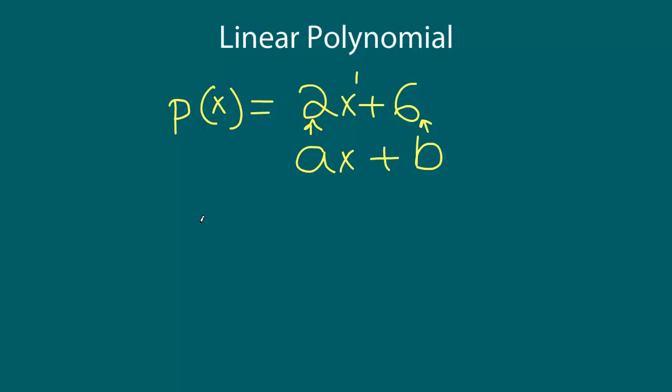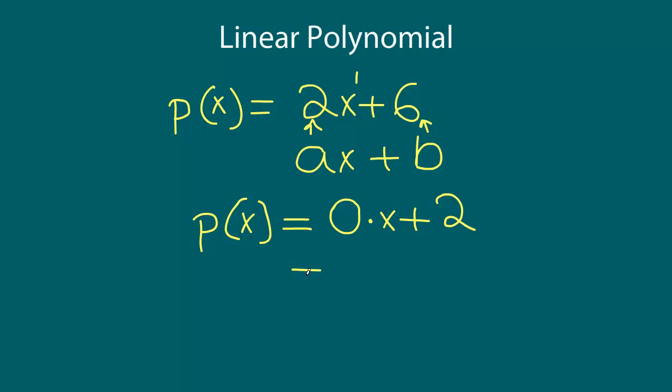So can we have something like, for example, p(x) with the a coefficient of x being 0, and then b can be any other number? We actually cannot have that. Why? Because if we multiply 0 with x, this term will go away and then we will be left with the term b, or in this case 2. And this is not a linear polynomial, right? Because all linear polynomials must be of degree 1.